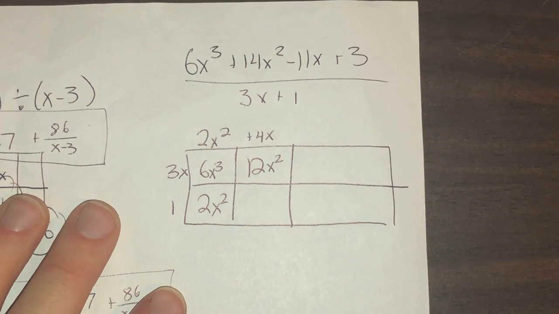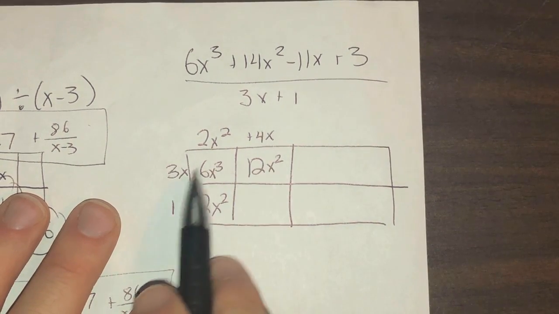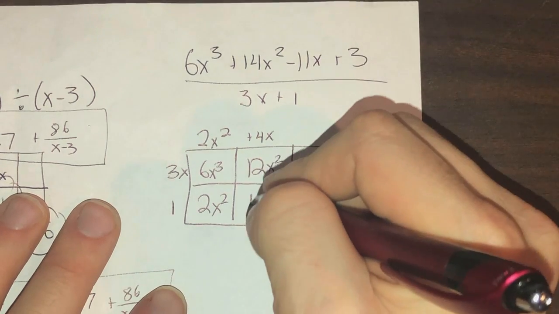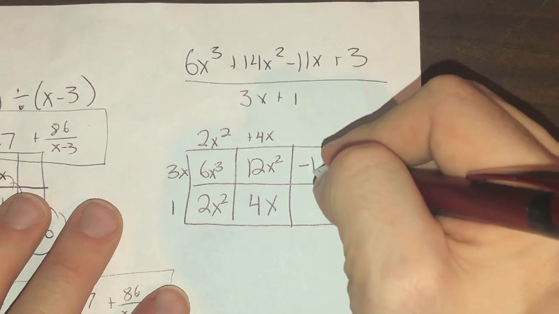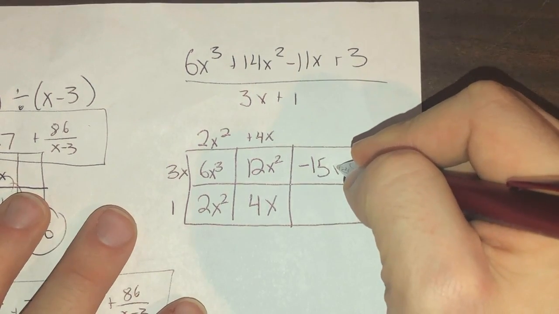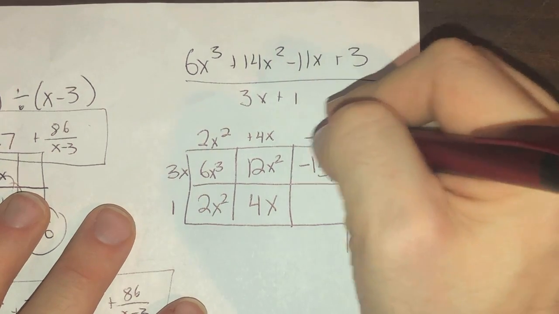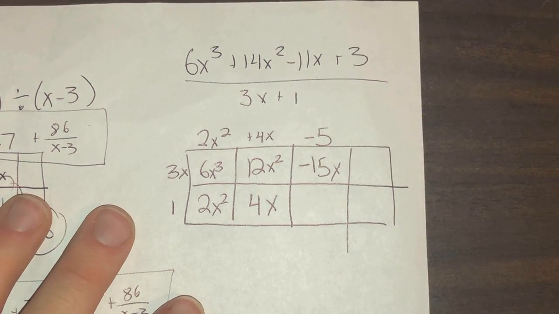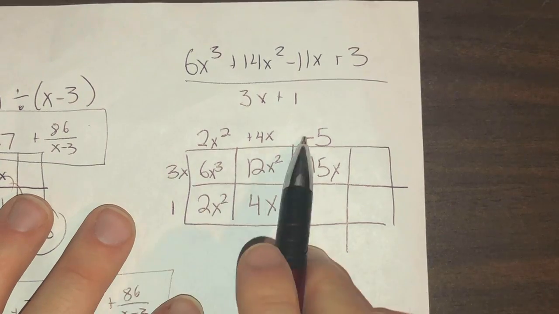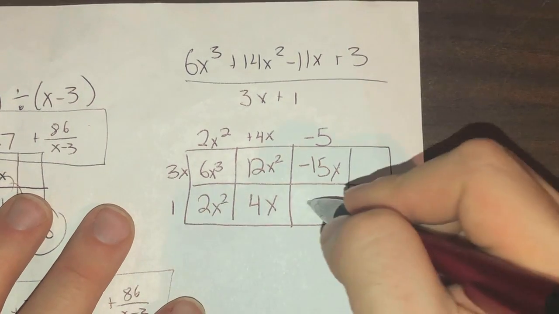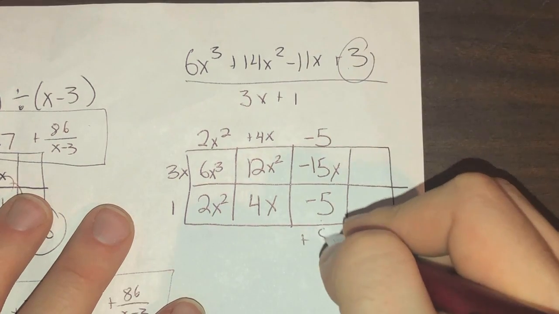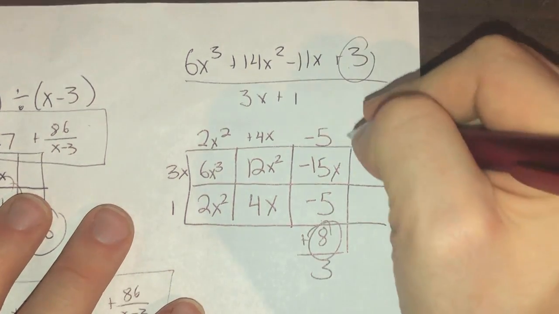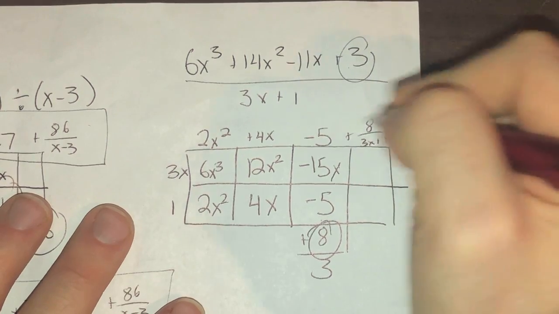Needs to be a 4x, because 4 times 3 is 12. x times x is x squared. And a 4x down here, because 4x times 1 is 4x. In my answer, I have negative 11x's, so I need a negative 15x. So this has to be negative 5, because 3x times negative 5 is negative 15x. And then this becomes a negative 5. I have a negative 5. I need to get to 3. Negative 5 plus 8 is 3. Give me a remainder of 8.